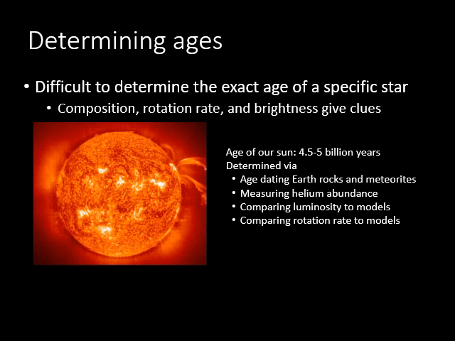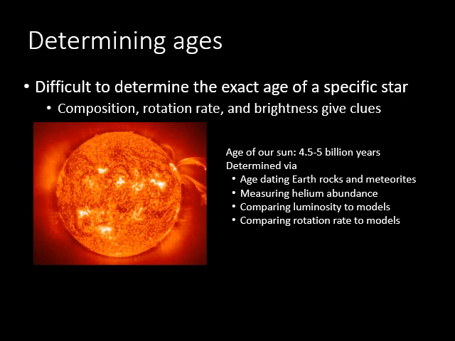And we can also compare it to rotation rate models. Our sun's rotation rate is going to change slowly in time because the mass in the interior is going to change, the size of the sun is going to change slightly, and that ultimately affects rotation rate, and rotation rate is fairly easy to measure. We can use Doppler shift techniques to figure out how quickly the sun is rotating.